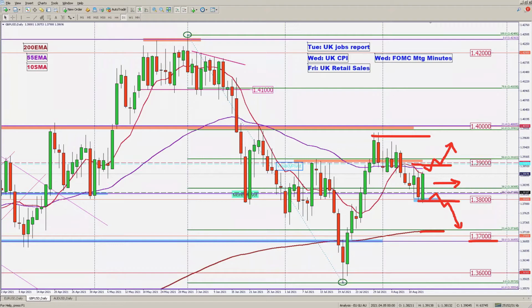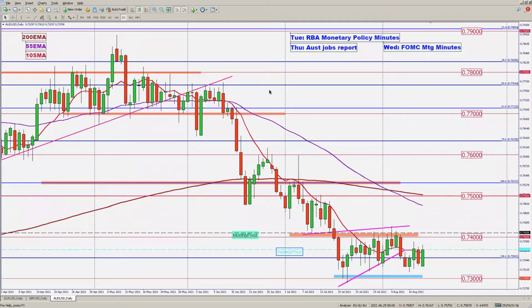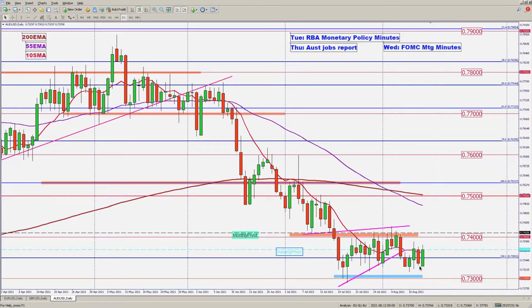All right, let's move on to the Aussie dollar. And this week, along with the FOMC minutes, there's also the RBA monetary policy minutes being released on Tuesday, and then some key news on jobs on Thursday. But this was also in a fairly tight range for last week, only 60, 70 pips for last week, and not able to dip lower to the support zone.